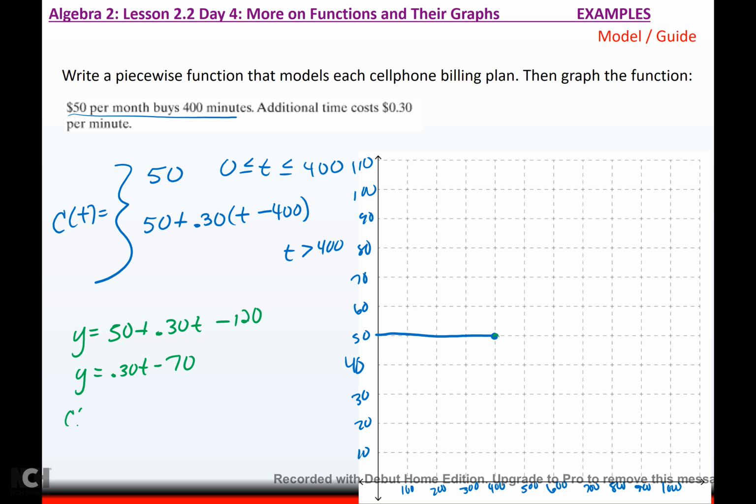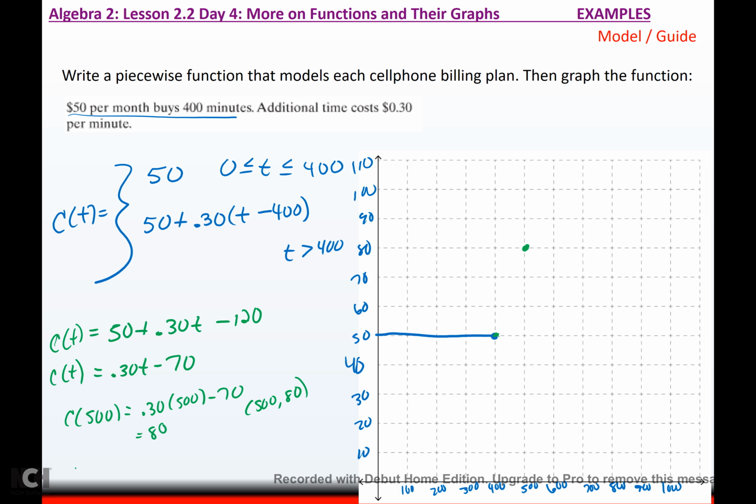So if I do C of 500, all I'm doing is changing this: instead of y, it should be C of t. Sorry, I shouldn't go back and forth between function notation and not. So if I find C of 500, it'll be 0.30 times 500 minus 70. So 0.30 times 500 minus 70, I get 80. So 500 comma 80. And if I graph that, it would be all the way up here.